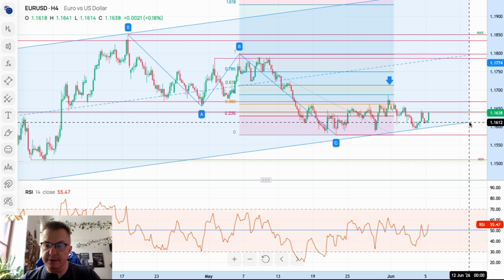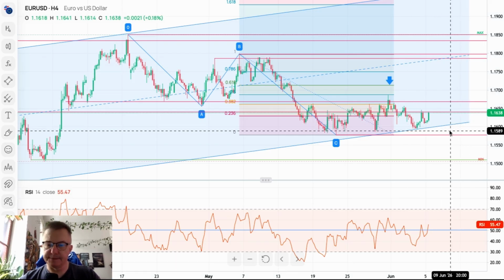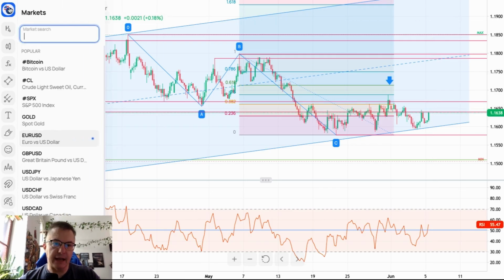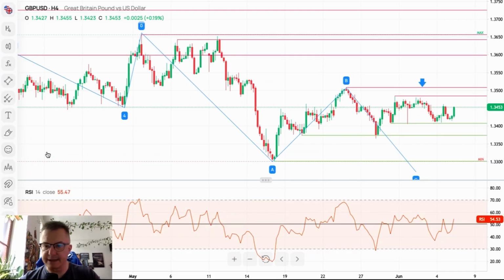So we might have a bounce from the lower channel line, and the market is just trading just below the 1.1640 and then eventually below 1.1669. Everyone is waiting for the non-farm payrolls data.